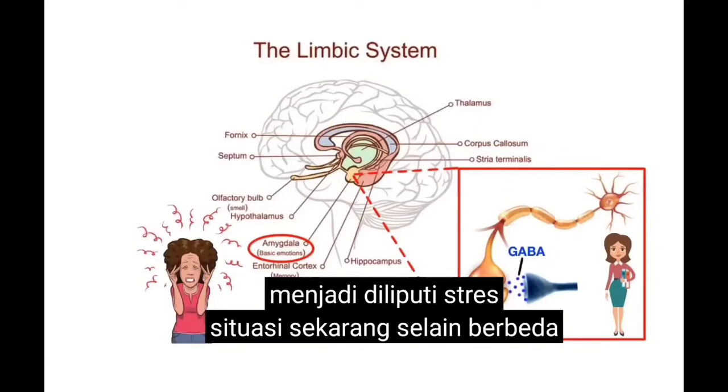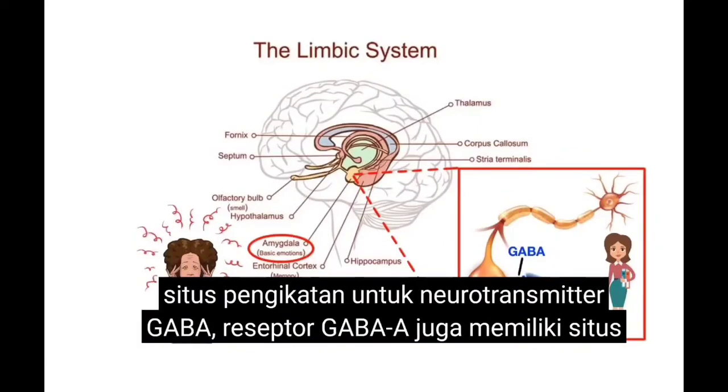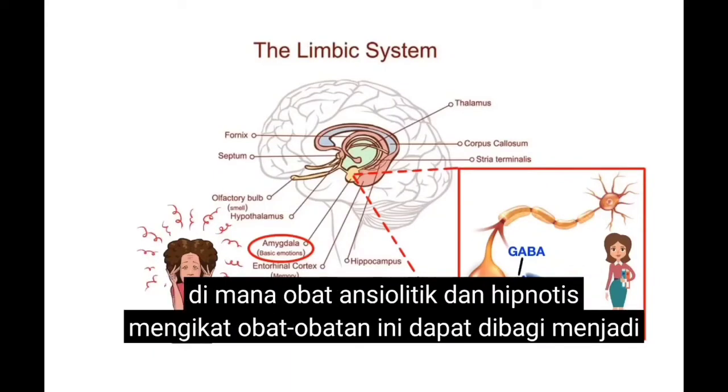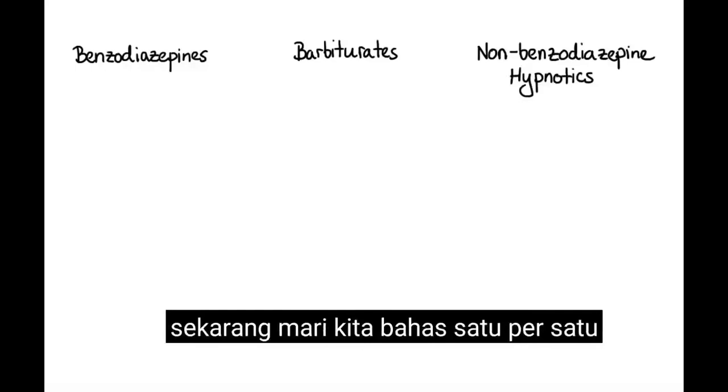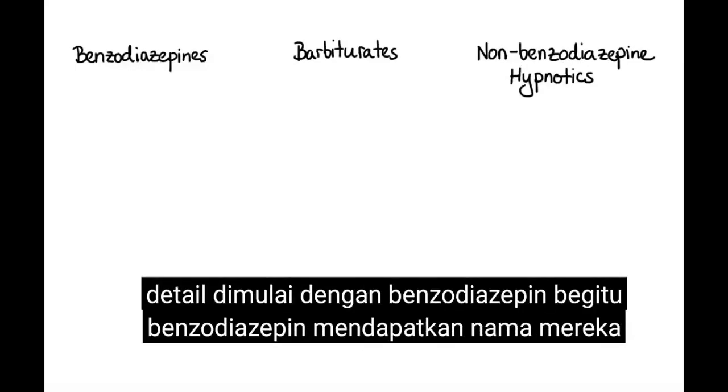Now, in addition to a distinct binding site for the neurotransmitter GABA, the GABA-A receptor also has a site at which anxiolytic and hypnotic drugs bind. These drugs can be divided into 3 groups, that is, benzodiazepines, barbiturates, and non-benzodiazepine hypnotics. Let's now discuss these one by one in detail, starting with benzodiazepines.